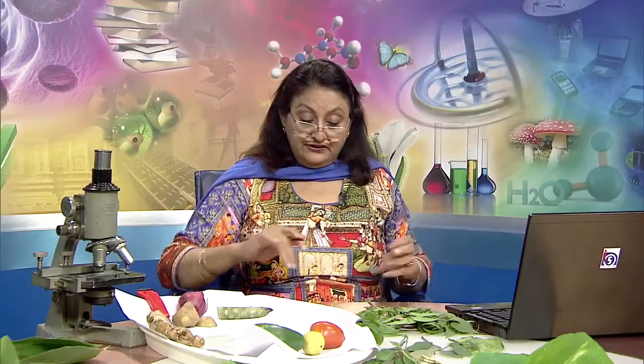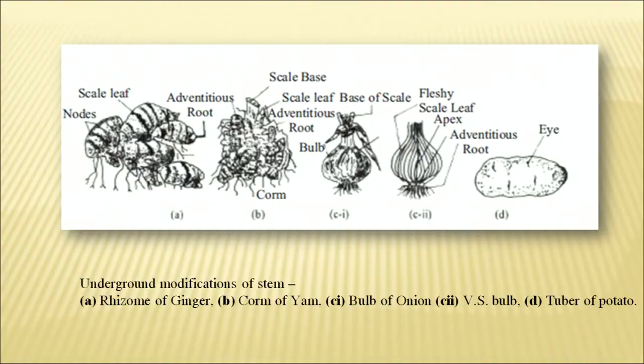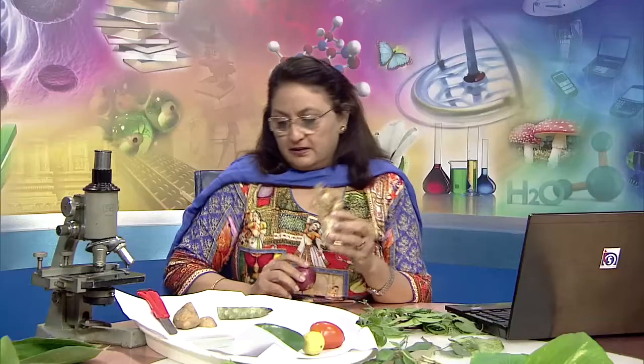So, now we shall focus on certain other modifications. I had shown you ginger, the scaly leaves and the nodes and internodes on it. Then I have another example of corm. Corm you must have seen at many vegetable shops, which is also called onion. So, onion is another modified stem.